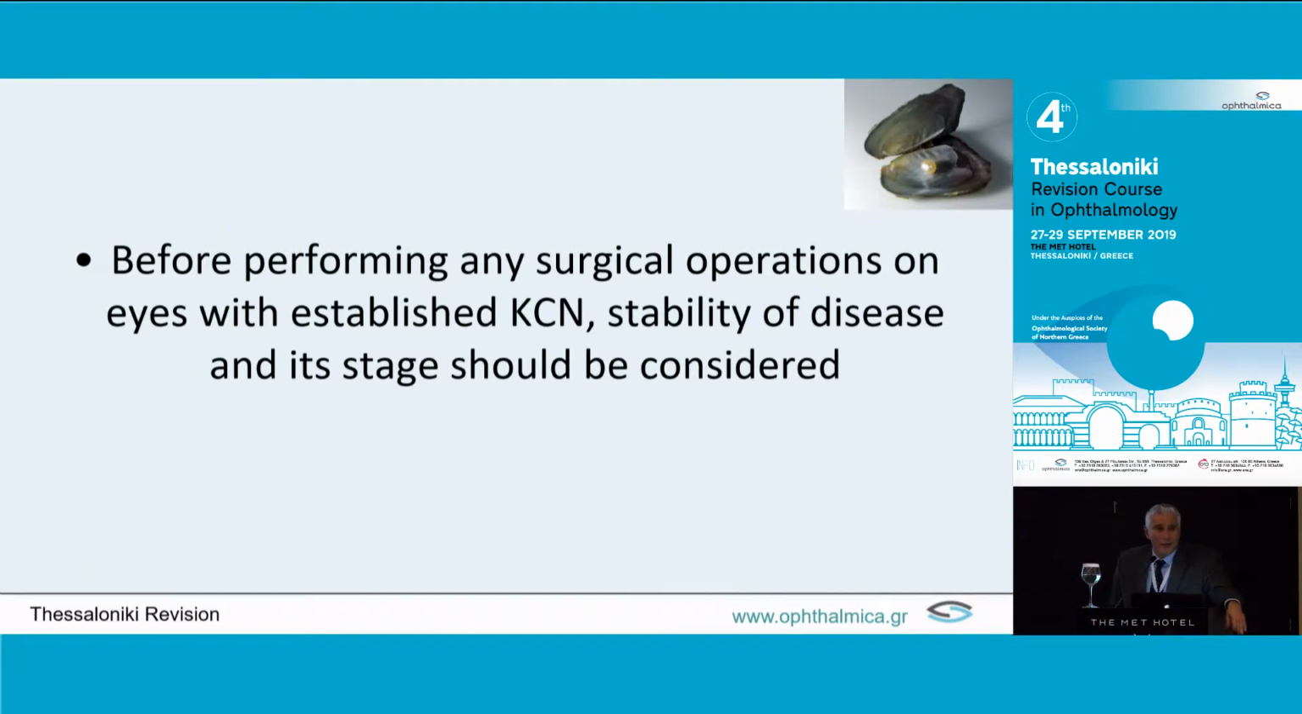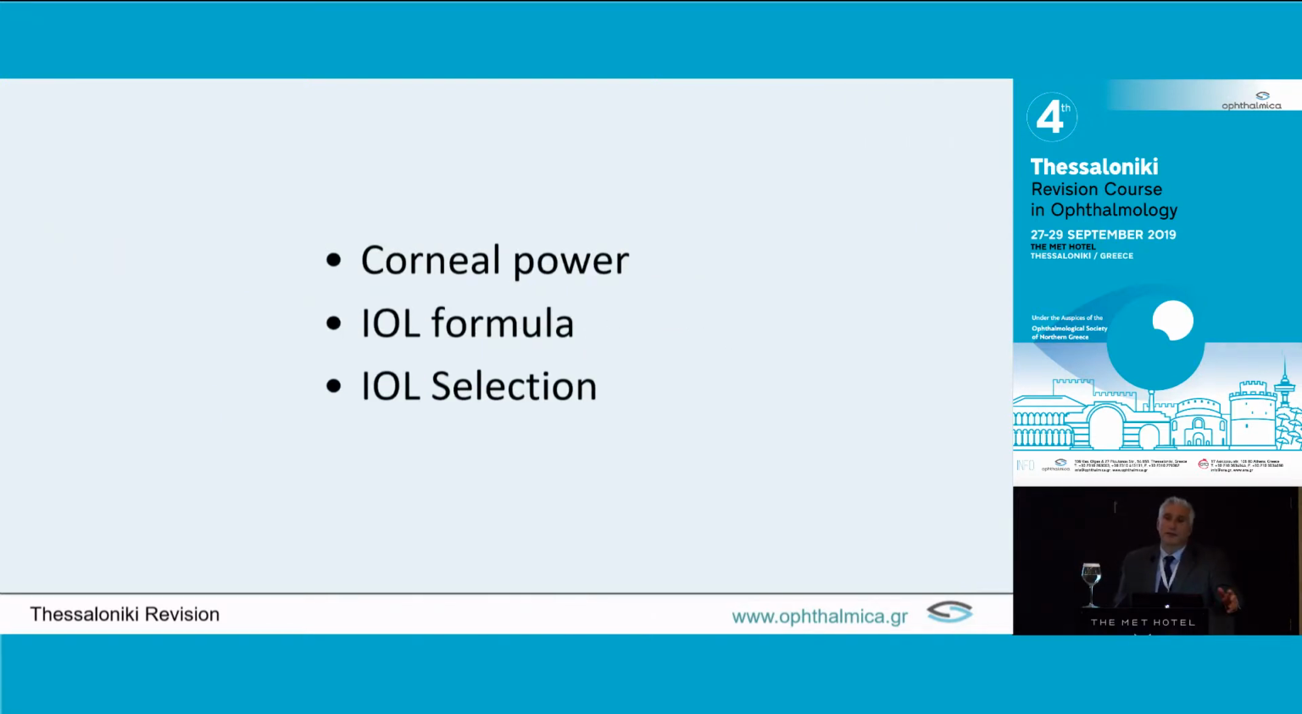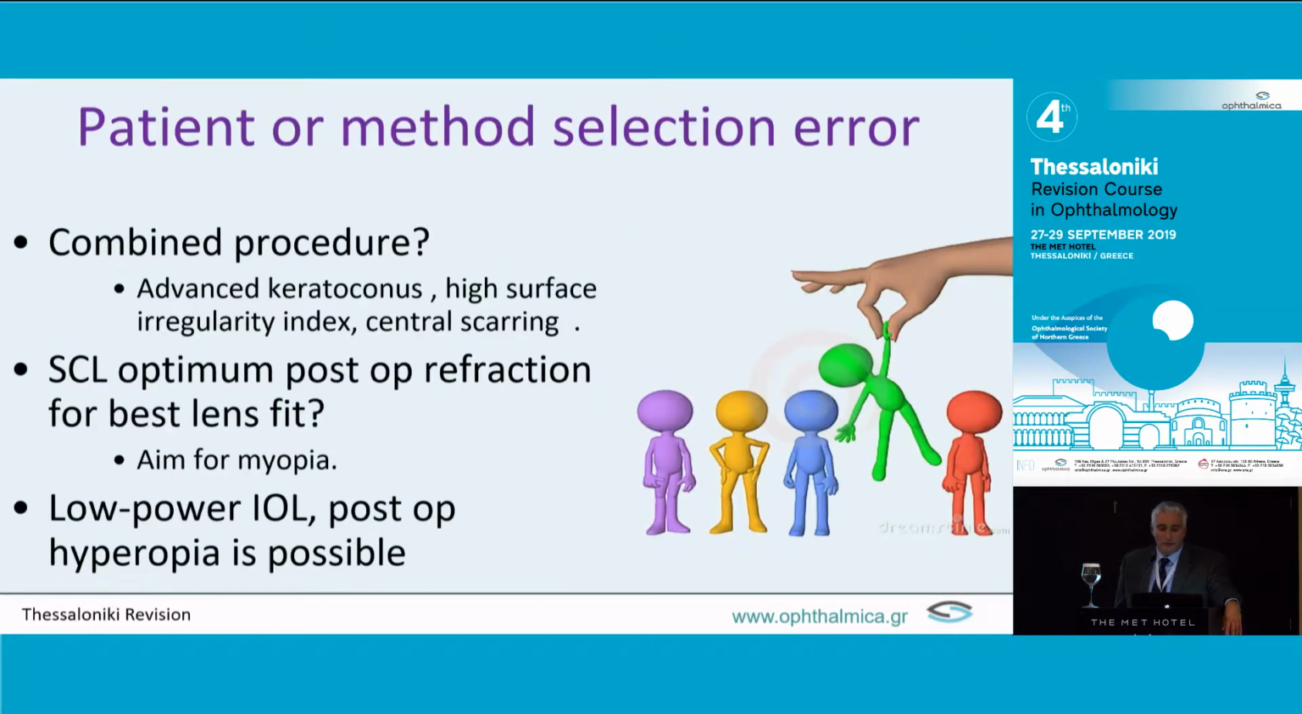Before doing any surgical operation, we have to be sure that there is a stable disease and that we know the stage of the cornea before starting to choose what kind of lens we're going to put in. Because we have all these problems, it is difficult to identify in all irregular corneas, and by irregular corneas, irregular astigmatism includes keratoconus, keratoglobus, corneal graft, and post-refractive surgery, laser refractive surgery cases. Choose the right formula and choose the right selection of the IOL.